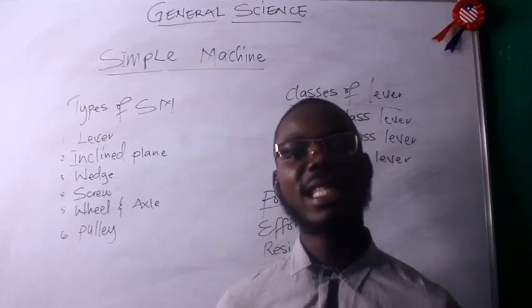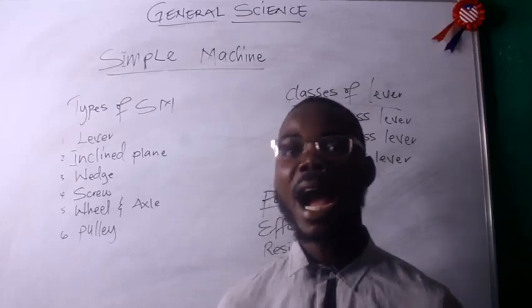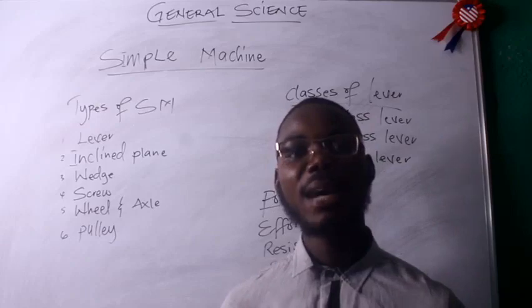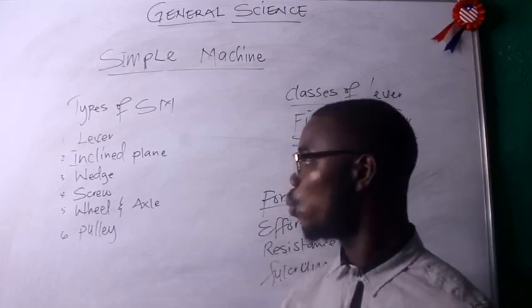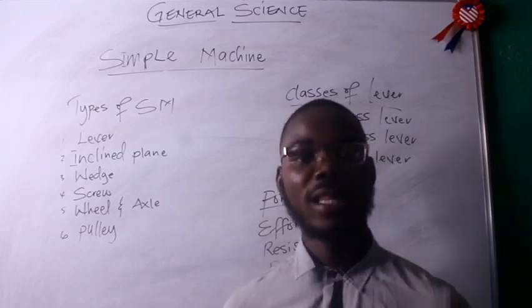And those 6 types of simple machines are lever, inclined plane, wedge, screw, wheel and axle, and that of pulley.